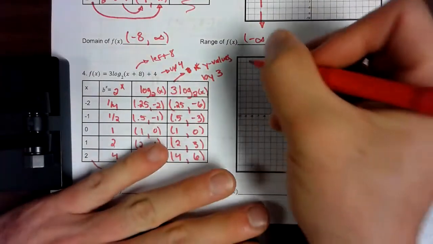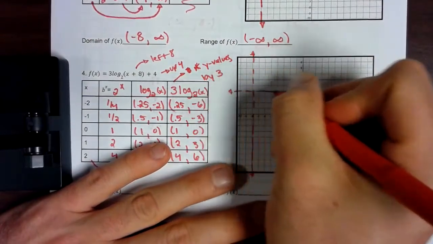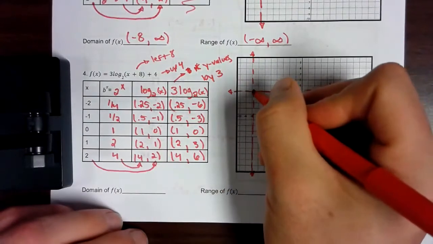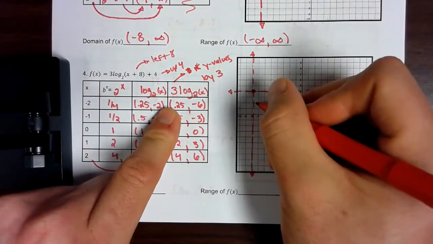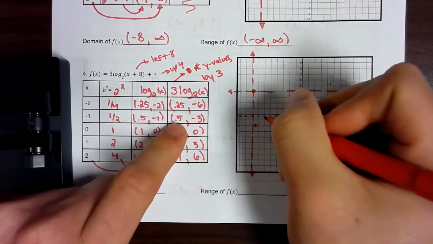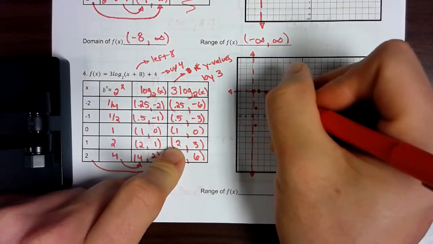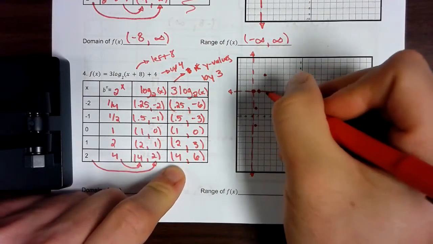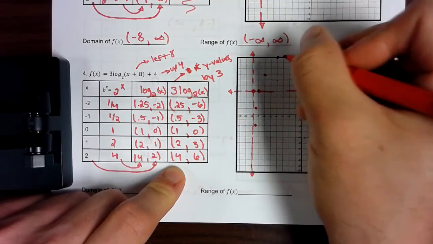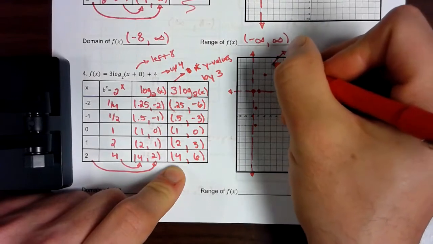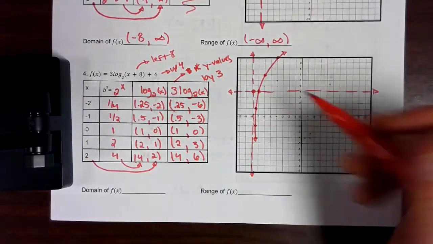Create our new origins just like we did before. And then pretend like this is 0, 0, and plot these points from there. So 0.25, negative 6, 1, 2, 3, 4, 5, 6. 0.5, negative 3. 1, 0. 2, 3. And 4, 6. And there's our graph.